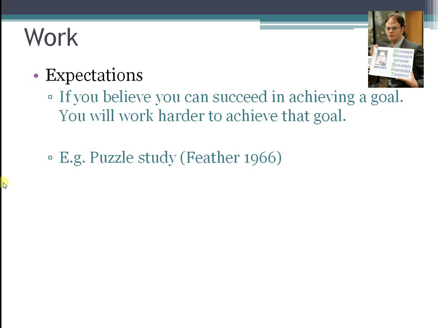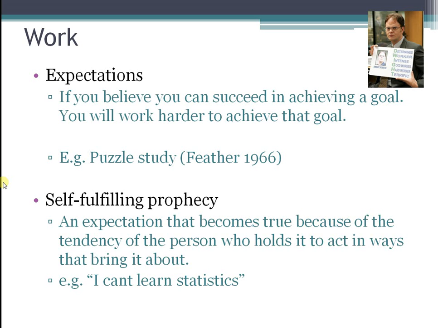Now, why is this? Well, it's this idea of expectations. The people who got the easy puzzles first expected that they would do well. They did well on the first puzzle, so they thought that they could do well on these puzzles, and so they worked harder. The people who got the hard puzzles first learned that they can't do well, so they didn't think that they could do well on another puzzle, and so they didn't work as hard. And this idea is what we call self-fulfilling prophecy, right?